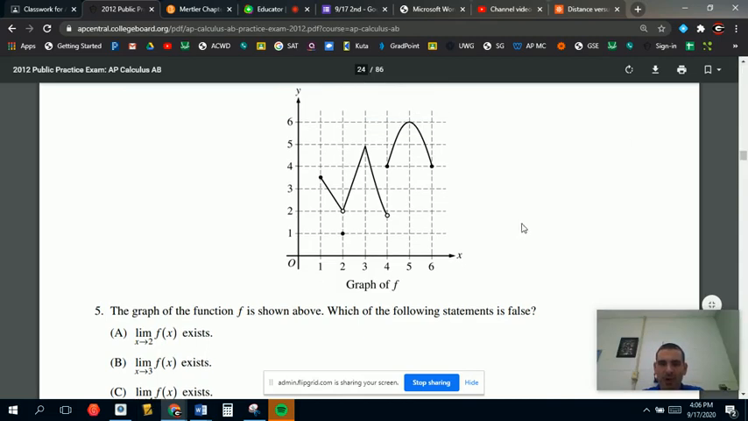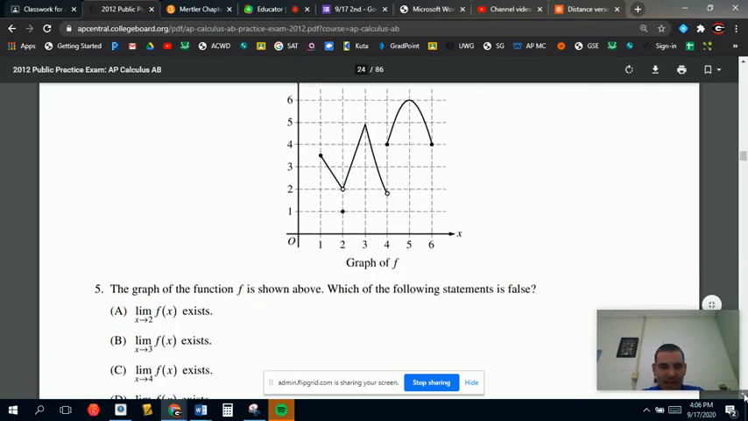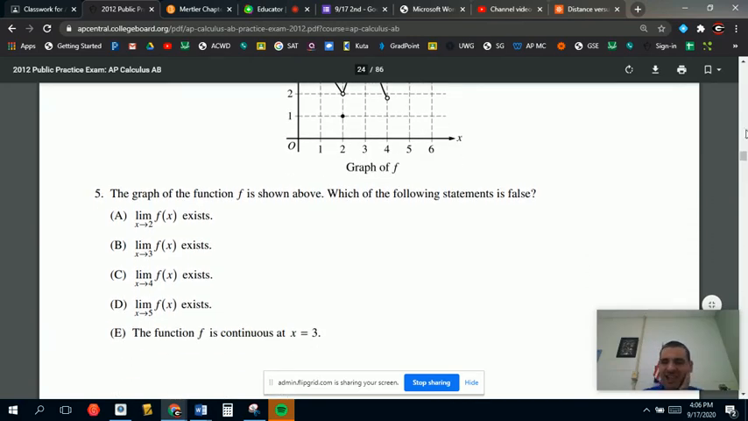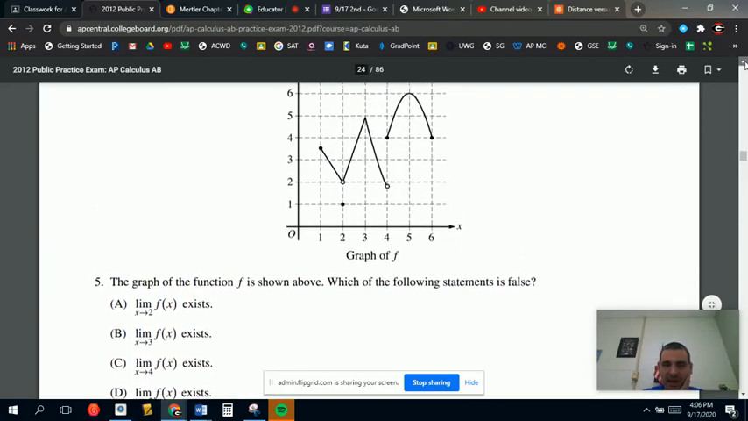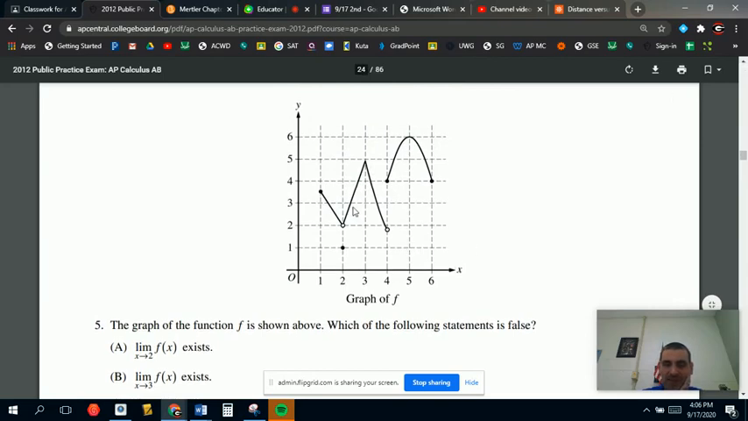Well, nothing wrong here. This is continuous, differentiable. Everything looks good. You're approaching 6 on both sides of x equals 5. Finally, E, what does it say? The function is continuous at x equals 3. Okay. Continuous means informally that you can draw it without picking up your pencil.